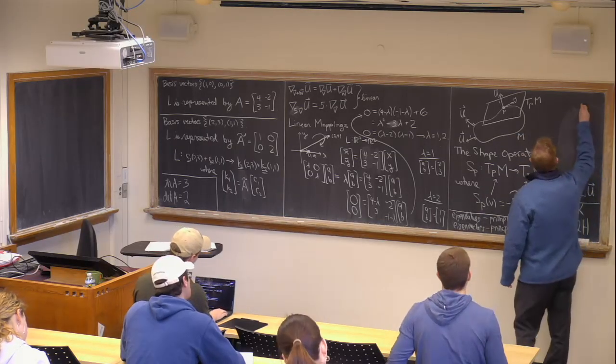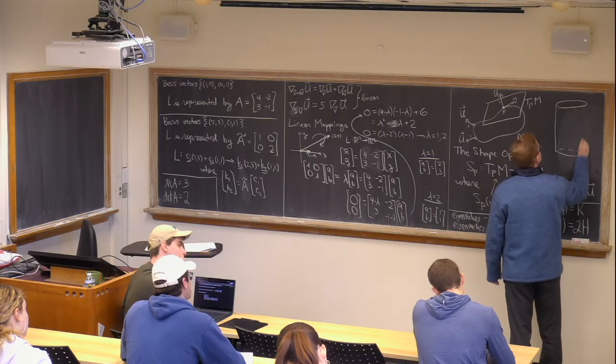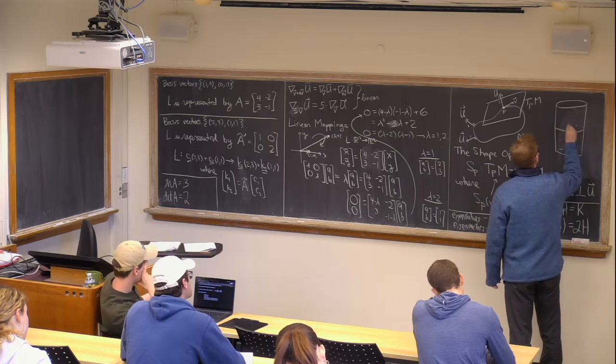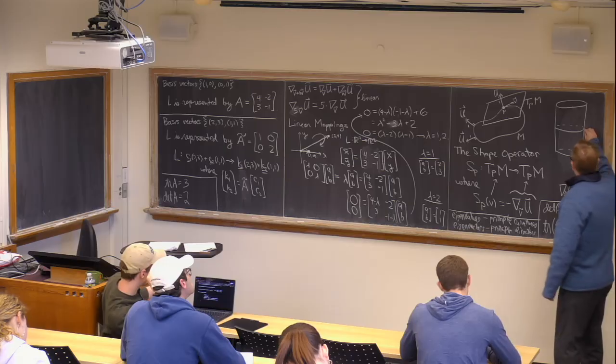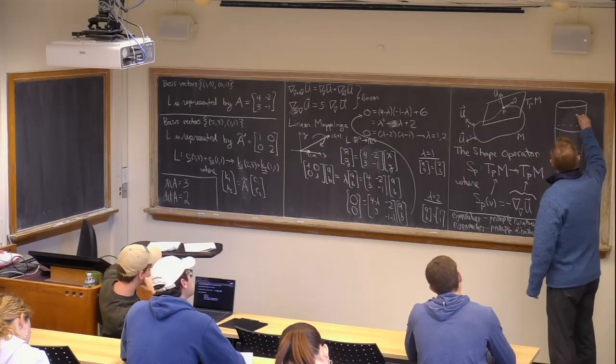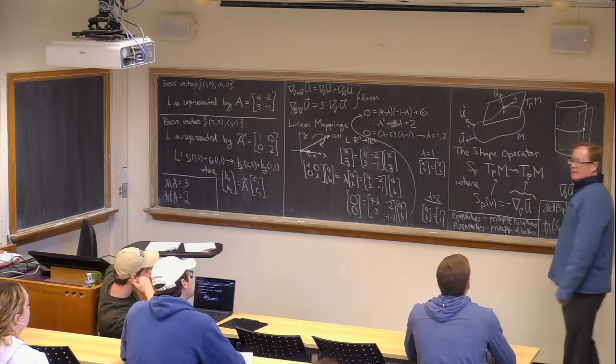If I have a cylinder, this is just for your intuition, so you get a little idea here, and you can check that this is true later. Just pick any point. I'll pick this point right here. You can see the tangent plane is mostly vertical.